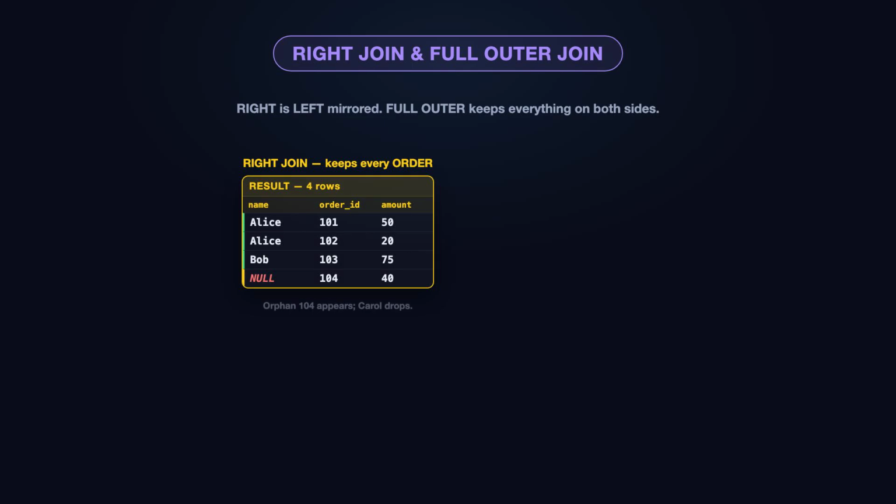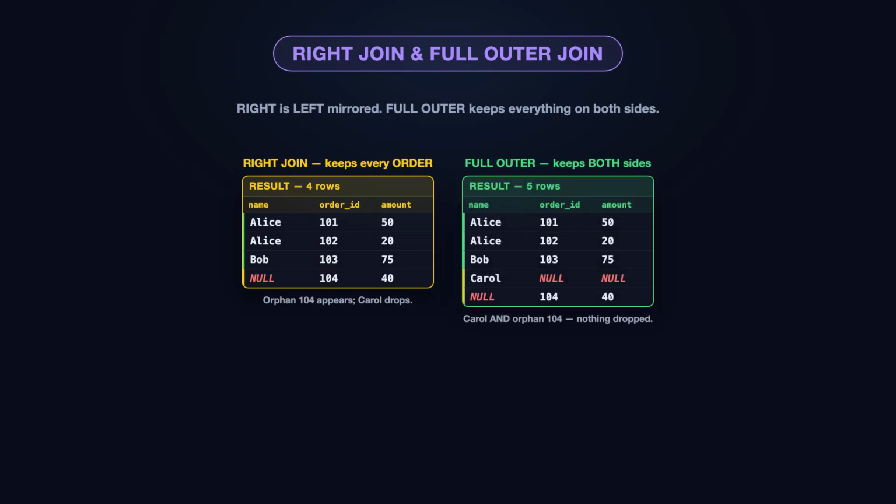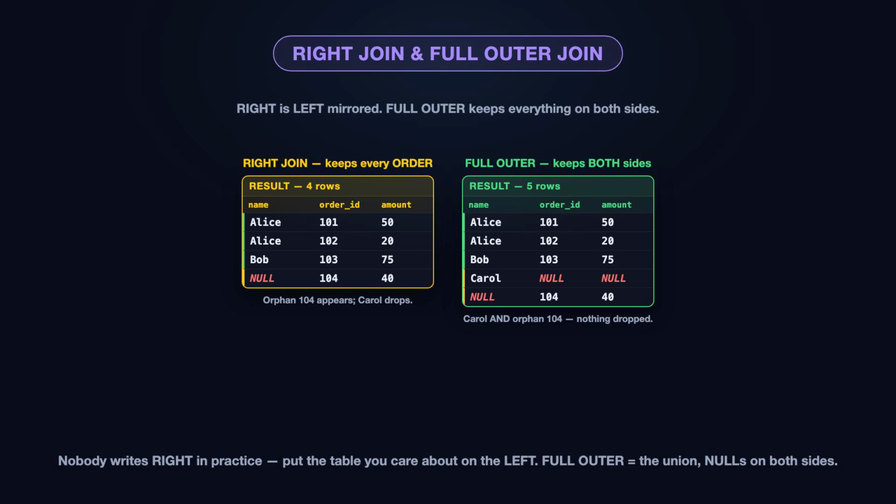Right join and full outer join are just the mirror and the union of what you have already learned. A right join is a left join flipped, it keeps every row from the right table. So now order 104, the orphan pointing at the missing user 9, finally appears, with the username null. But Carol, who lives on the left with no order, drops out. In practice almost nobody writes a right join, you just put the table you care about on the left and use left join.